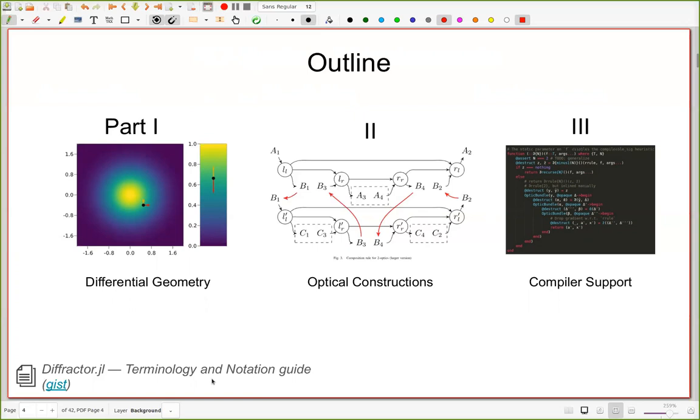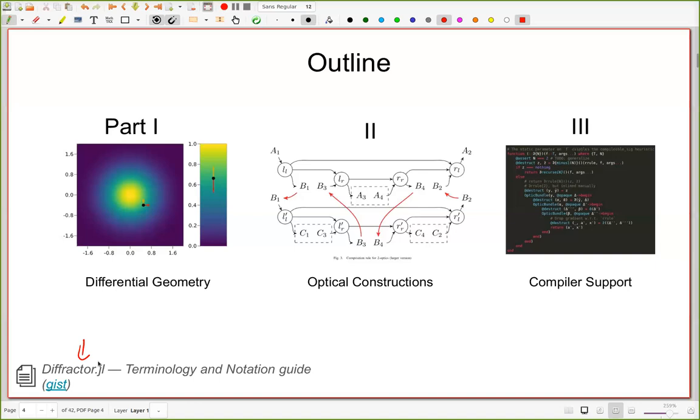So this talk is based on a preprint I have of my new system called Diffractor.jl, and there's a link down here. I'll make the slides available later. You can go read it. But basically, Diffractor tries to find a sweet spot in this trade-off space. And I basically want to tell you about three things that come together to make the system possible. And the first two are really about terminology and abstraction.